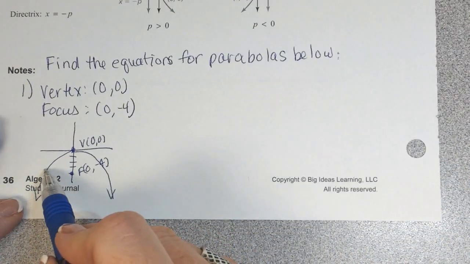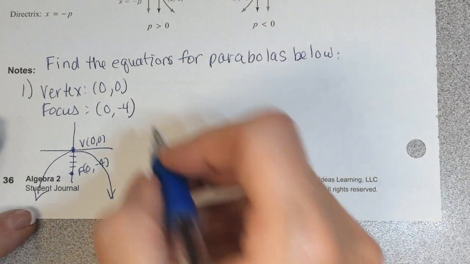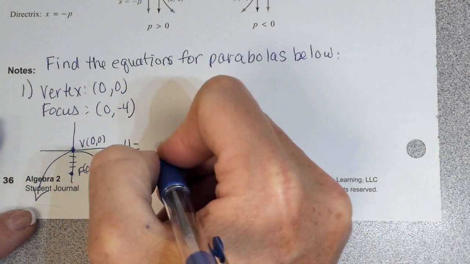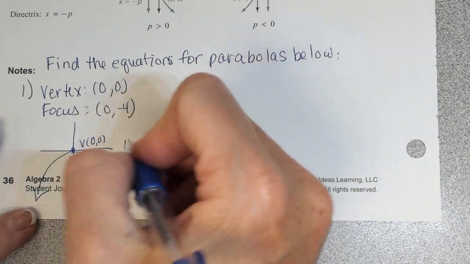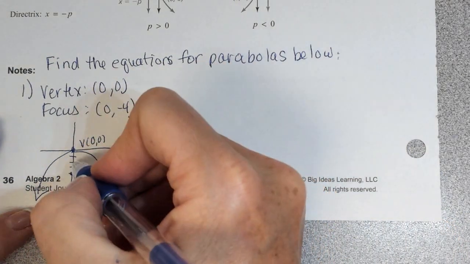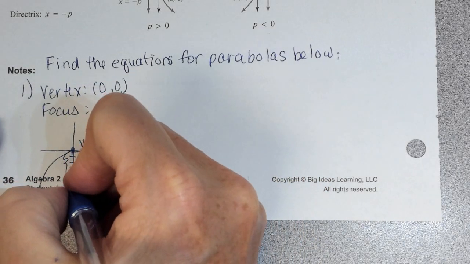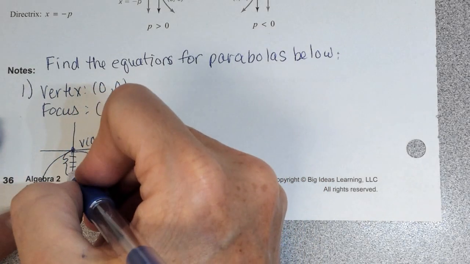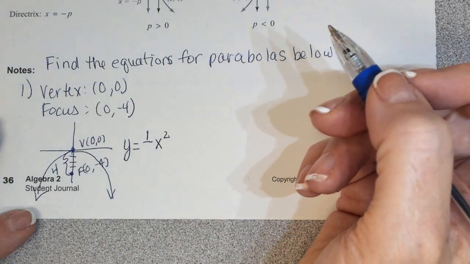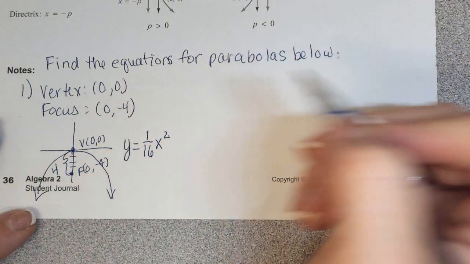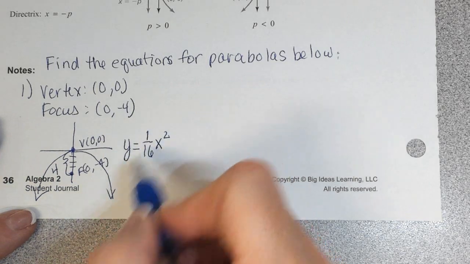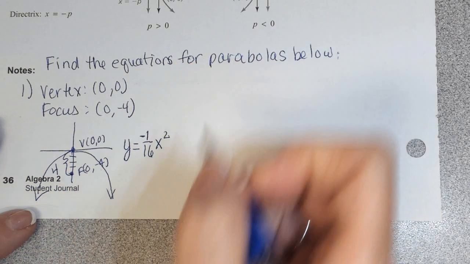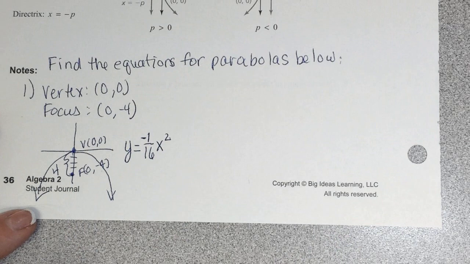All right, so I have two x's. I have an x here and an x here, so I know it's going to be y equals something x squared. Remember that this number here is going to be 1 over, and then what's this p-value? How far apart are these? 4, right? So 4 is going to be the p-value, so it's 1 over 16. But what else would I have to put? It's opening down, so what does this a value have to be? Negative. Okay, and that would be our equation.